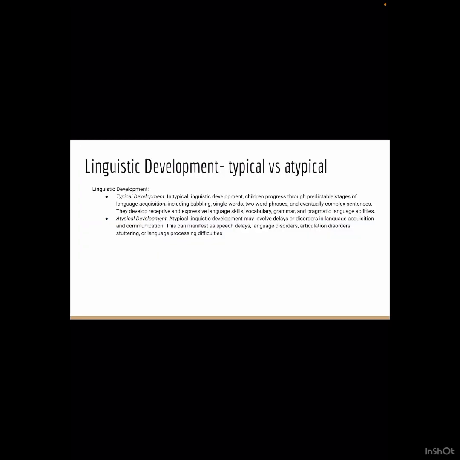Let's look at behavioral manifestations. Typical emotional development is characterized by age appropriate behaviors and responses to emotional stimuli. Atypical basically means aggression, defiance, withdrawal, and children may engage in disruptive or harmful behaviors. All right, we're almost there.